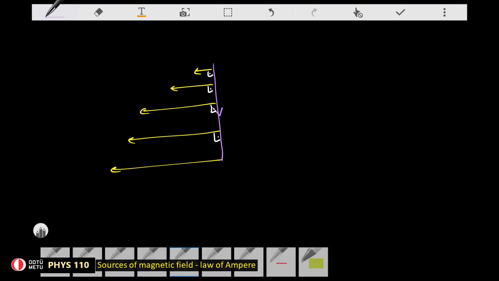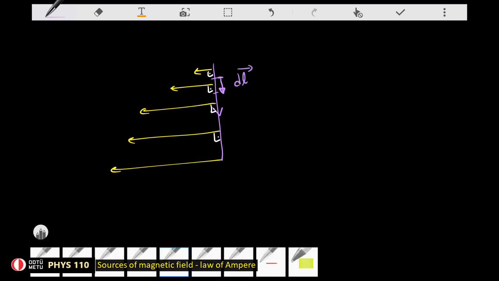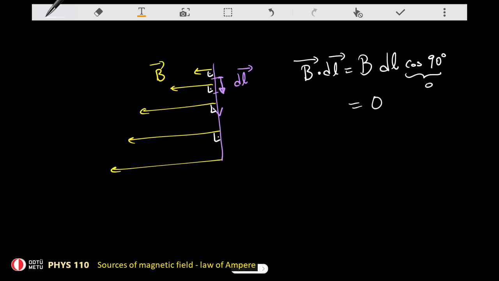Let's remember that what we do when we are evaluating the line integral, we just take a small displacement on that line, so we just call this as dl, and then take the dot product of this thing with the magnetic field. So as a result, in here, if you just compute this B dot dl expression, this is equal to the magnitude of the magnetic field, the length of the displacement, multiplied with the cosine of the angle between them. And that angle is 90 degrees now. And since that cosine is equal to 0, that B dot dl is equal to 0.